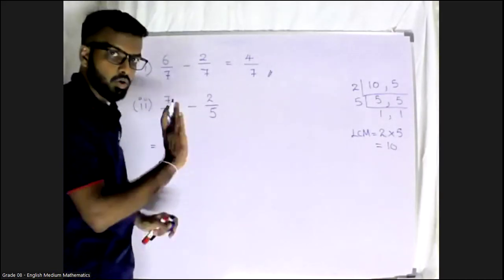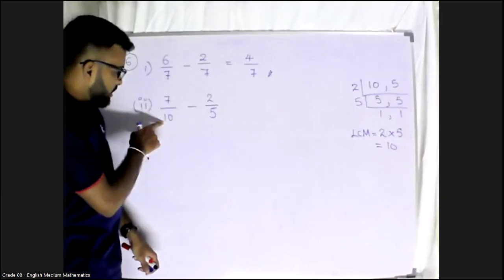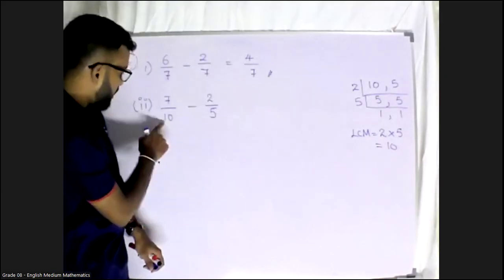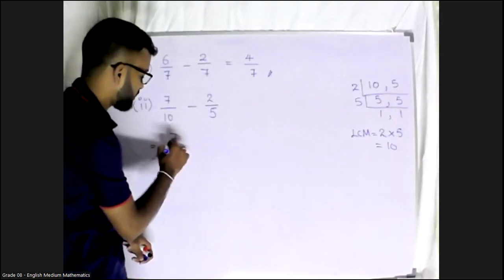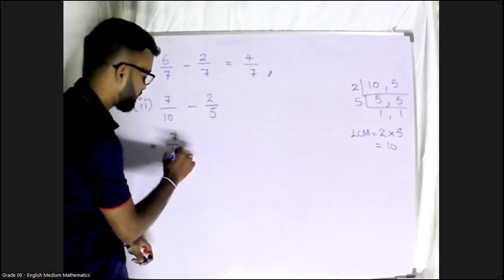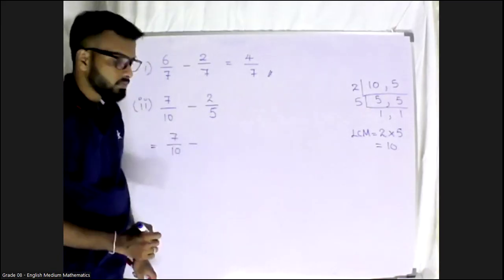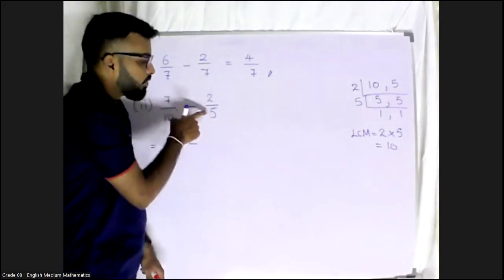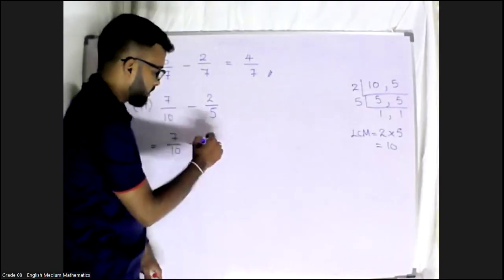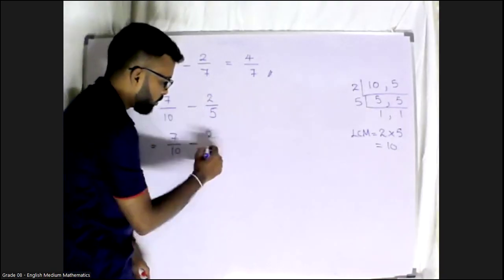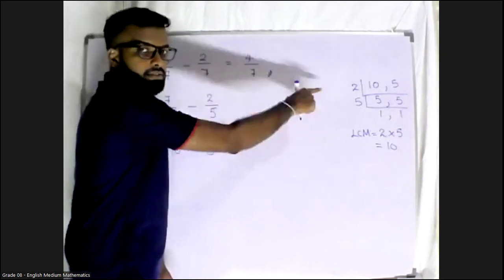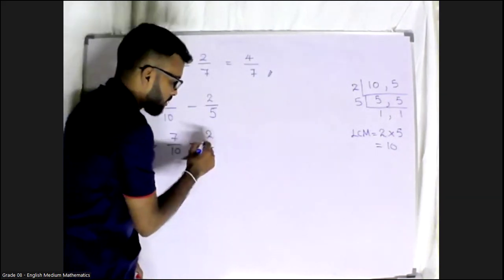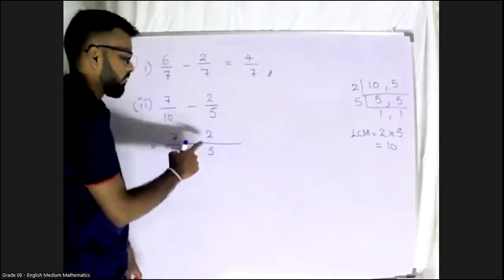Now look at the bottom. Don't do anything. Here LCM is 10, right? This one is 10. Nothing to worry. So keep it like this. Keep it same. Minus. Now here you have 2 over 5. 2 upon 5, right? I am rewriting 2 upon 5. So I am going to extend this line.